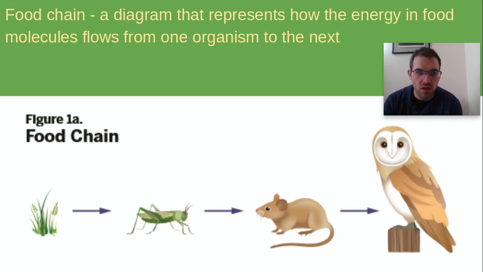Sunlight in the form of food goes to the grass. Grass goes to the grasshopper. Grasshopper goes to the rodent. Rodent goes towards the owl. And that's how the energy flows through the food chain.